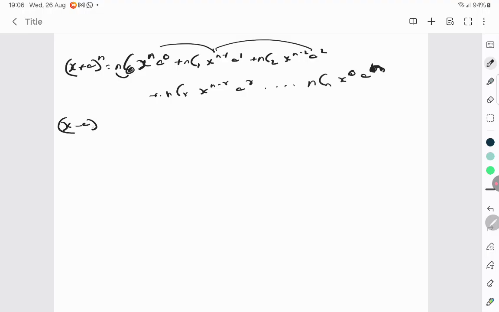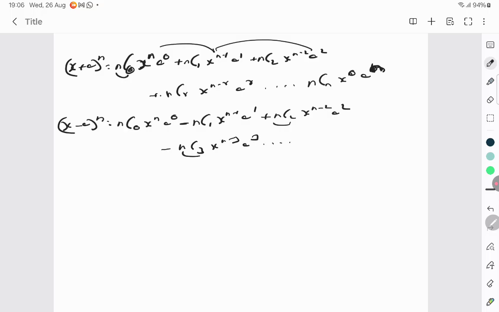So then (x - a)^n is nC0 x^n a^0 minus nC1, alternating negative sign, x^(n-1) a^1 plus nC2 x^(n-2) a^2 minus nC3 x^(n-3) a^3. So general term is nCr x^(n-r) a^r. I don't know whether to put this as positive or negative, but depending on r, if it's odd, put minus 1 whole to the power r. Similarly, (-1)^n, last term is nCn x^0 a^n.